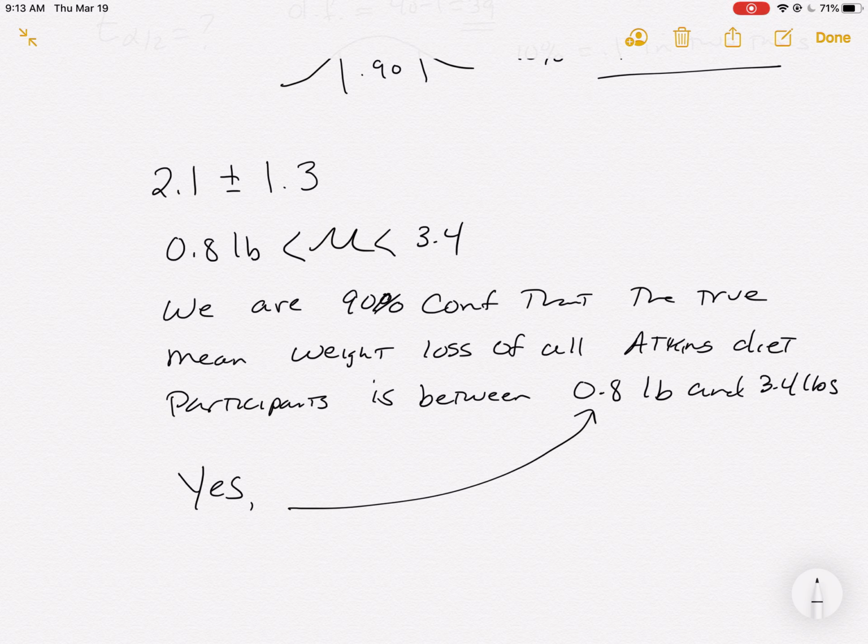Now what we might do advertisement-wise is say, hey, on the Atkins diet it's been clinically proven that on average people lose weight, and the average weight loss can be as much as 3.4 pounds. So we'll highlight that upper value. But we're able to say that because we're positive that we're going to experience on average a weight loss. At least I should say 90% positive, 90% confident. Hopefully that makes sense to you and meshes with the other problems that you'll see from that section.